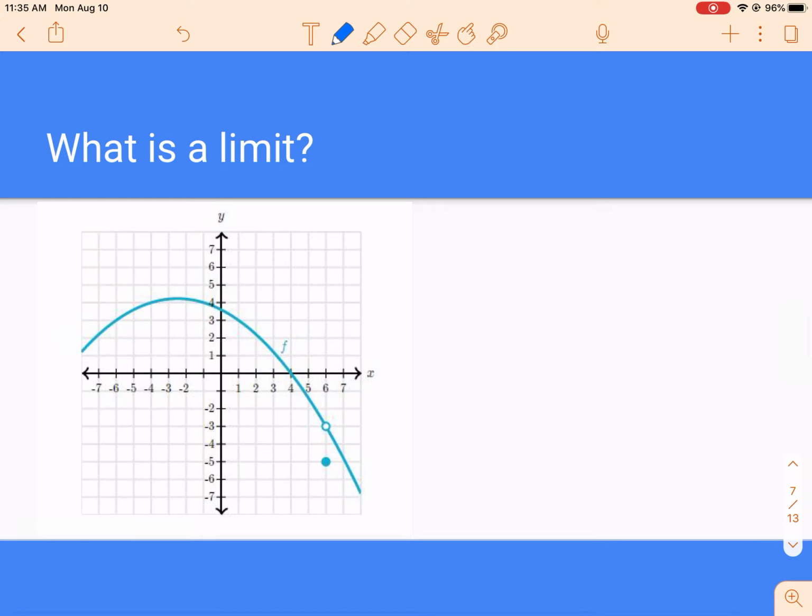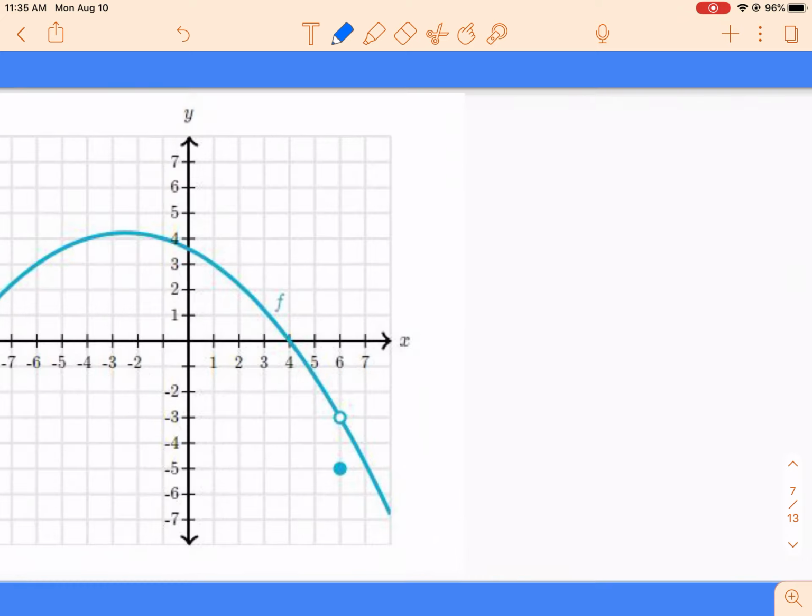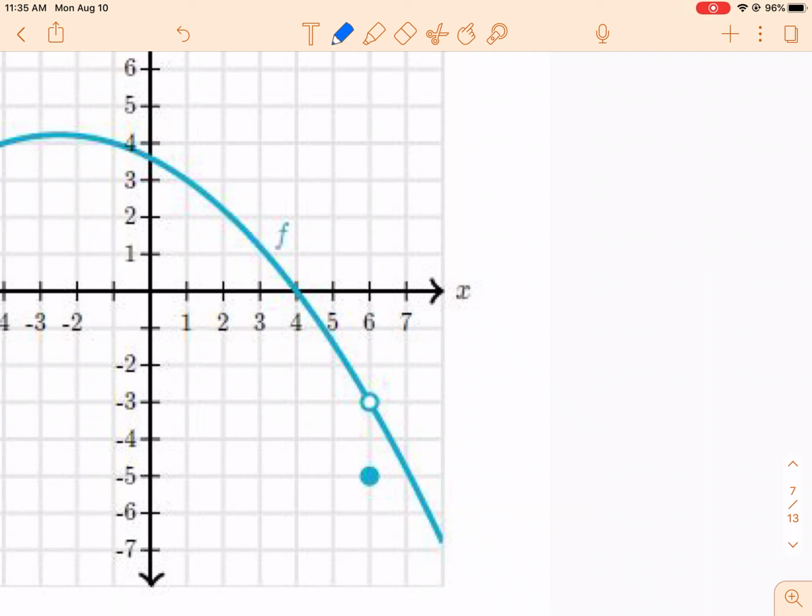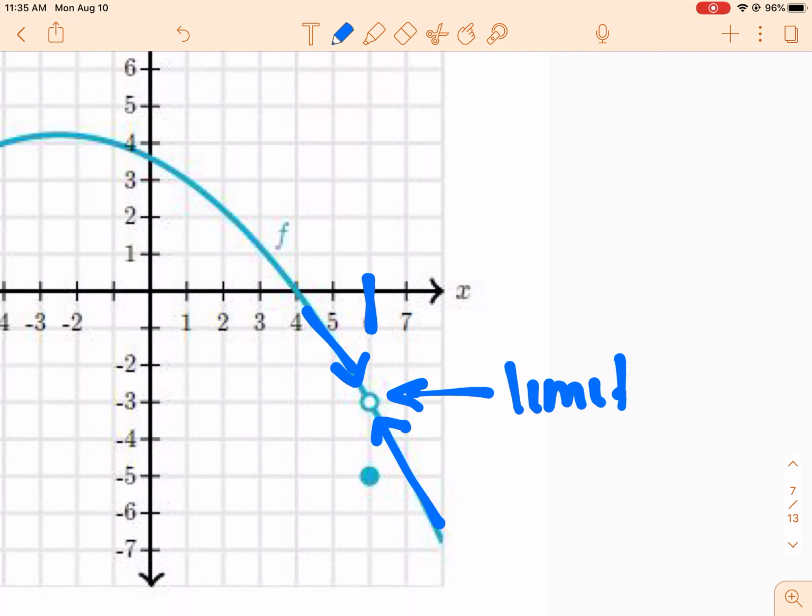All right, so let's look at this one. Here we've got one where we've got a hole, but we've got some other random dot that seems to be at the same x value. So x is 6, and so we'd say, well, if we're coming in close to the value that should be there, but that value isn't there, that's okay. The limit is -3. The function value actually is -5.